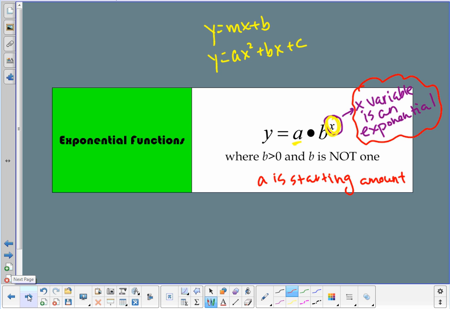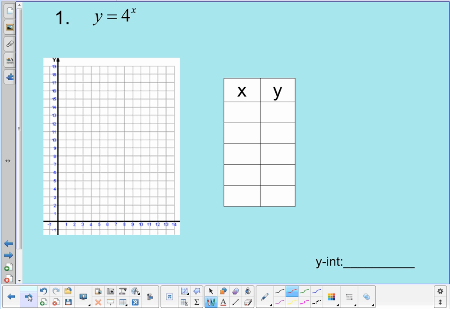Okay, so let's talk about what these things look like. We're going to take some time to graph them. In number one, we have y is equal to 4 to the x power. Now, on your tables, we're going to set up a table and graph these. I'm going to fill in my x values the same way every single time. I'm going to do -2, -1, 0, 1, 2, 3.